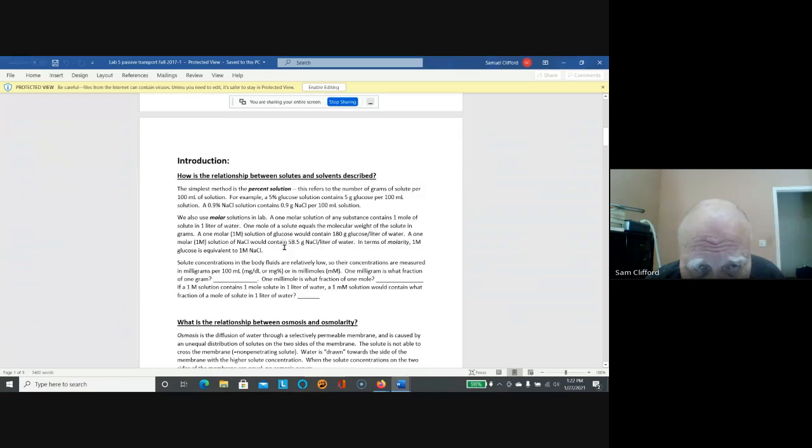We also use a mole. A mole is a certain amount of a compound or a substance. So a 1 molar solution will have 1 mole of a salt. So if you put 58.5 grams of sodium chloride in a liter of water, that's a 1 molar solution, because 58.5 grams is a mole of sodium chloride.